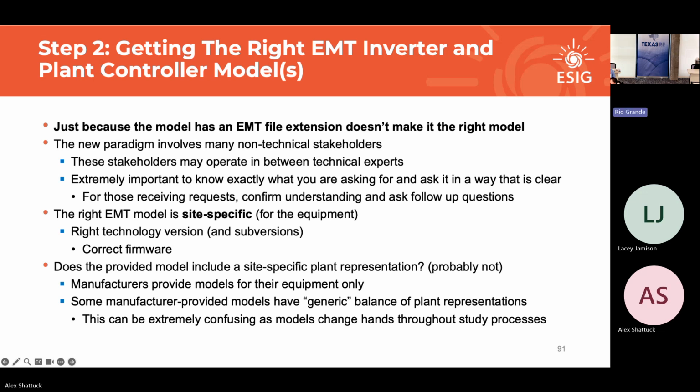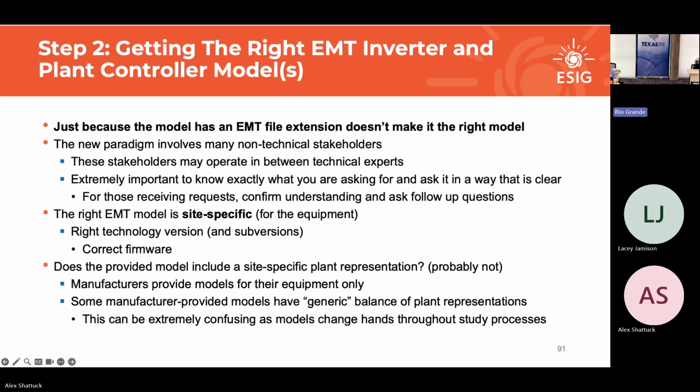And then the plant-specific representation piece. So if you're getting a model directly from the manufacturer, they don't know what your plant is. They don't care what your plant is. So they're obviously not representing your plant. So please don't just take that model from them and submit it to the interconnection case.